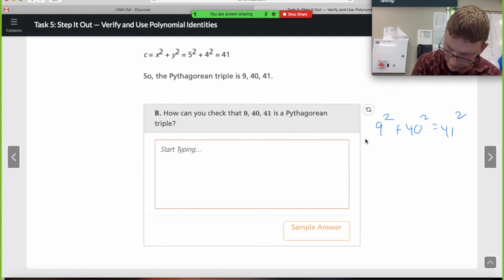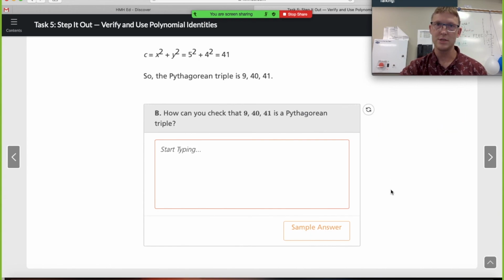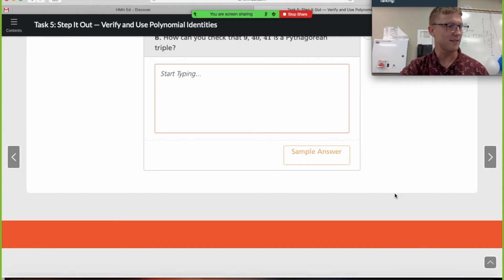So 9 squared is 81. 40 squared is 1600. 41 squared is 1681. Look at that. a squared, b squared, c squared. Done. So they are, in fact, Pythagorean triples. Too easy, right? So that was our last task for this lesson.